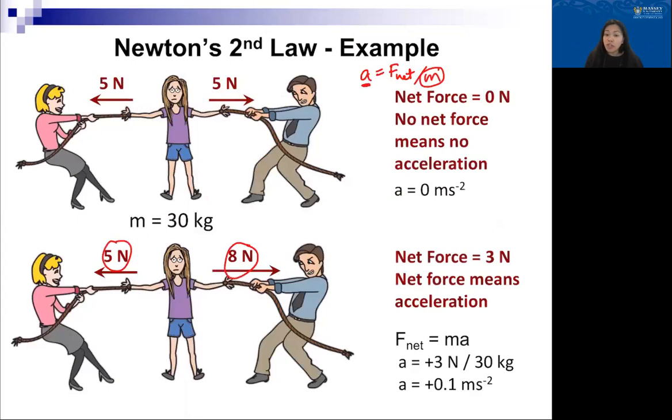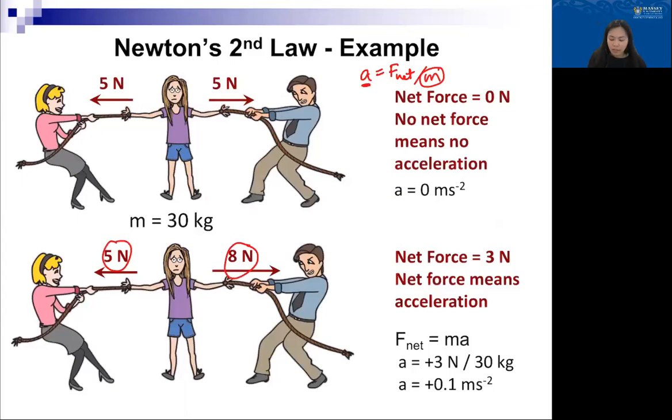In which direction will the acceleration be? Which way will the girl move? Towards the boy, or towards the man, or towards the woman? Good. It will be towards where the bigger force is. Whoever is pulling harder, that's where the girl will move towards. So it will be to the man on the right.